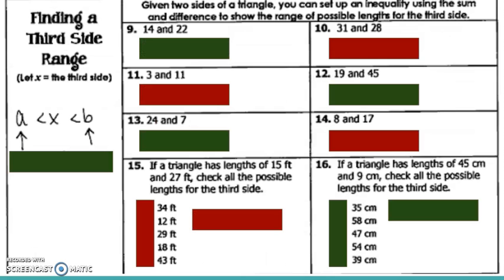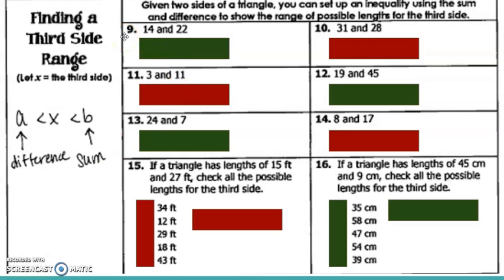Using the triangle inequality theorem knowledge, we can also find the range of a third side of a triangle if they only give us two sides. When we do that, we're setting up an inequality using the sum and difference to show our range. So when I write it, I'm going to write it out like this. A is less than X, which is less than B. That means that X is going to be in between my numbers A and B, whatever those are. The way we get A and B is we're getting the difference. So the difference is going to give us the number on the left and then the sum on the right.